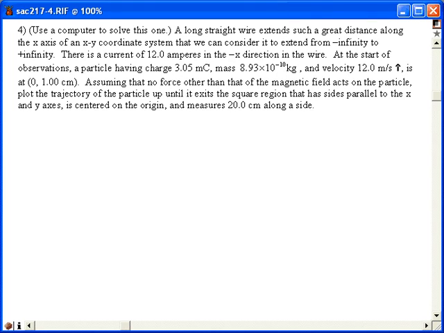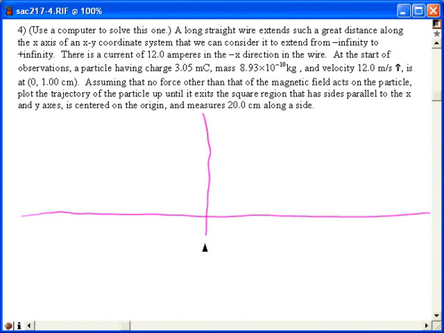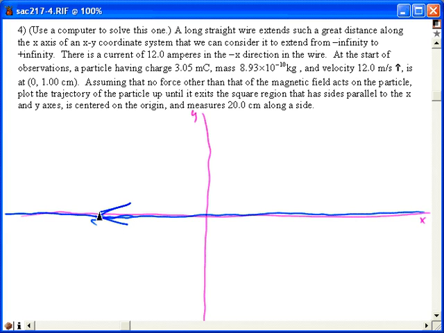Let's start this one off with a sketch. We'll get an XY coordinate system on there. X-axis, Y-axis. And we've got some current flowing along the X-axis in the minus X direction. It's given as 12 amperes.